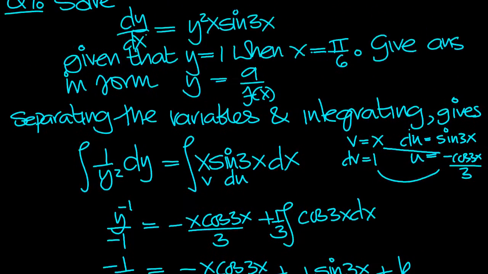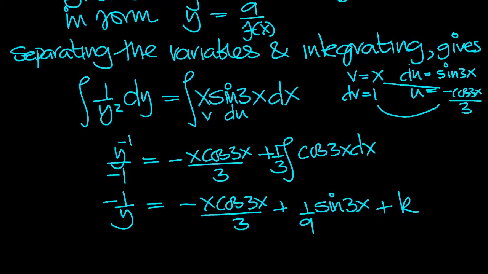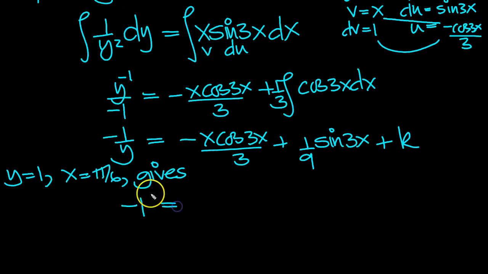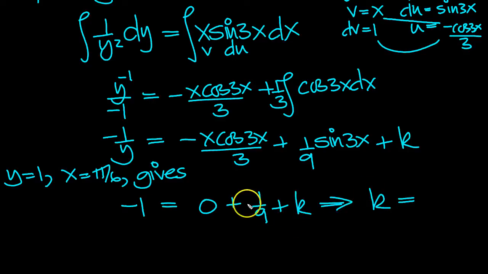So now we impose the initial conditions. y equals 1 when x equals pi over 6. Okay, so y is 1, so that's minus 1 on this side then. When y is 1, x is pi over 6, cos of 3 pi over 6 is cos pi over 2, which is 0. Plus sine 3 pi over 6 is 1, so that's just a 9th. Plus k, that tells us what k is then. So k is equal to, move the 9 over, it's minus 9 ninths minus another 9th, minus 10 ninths.